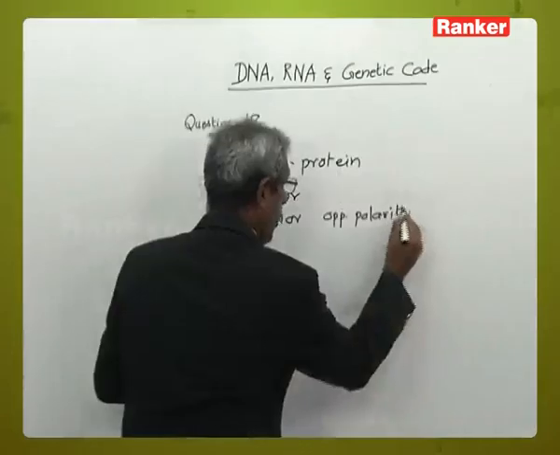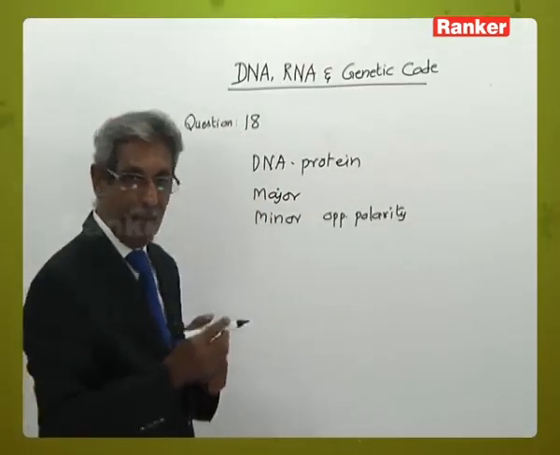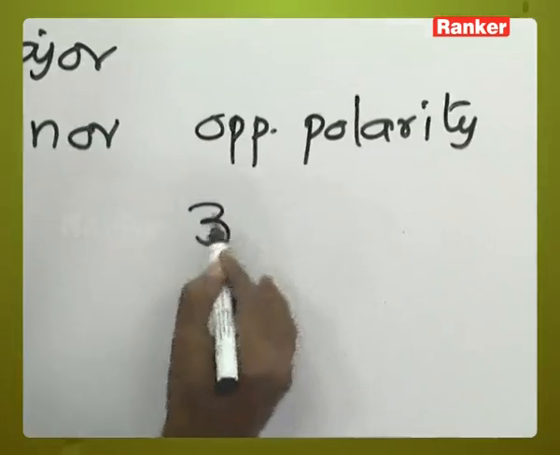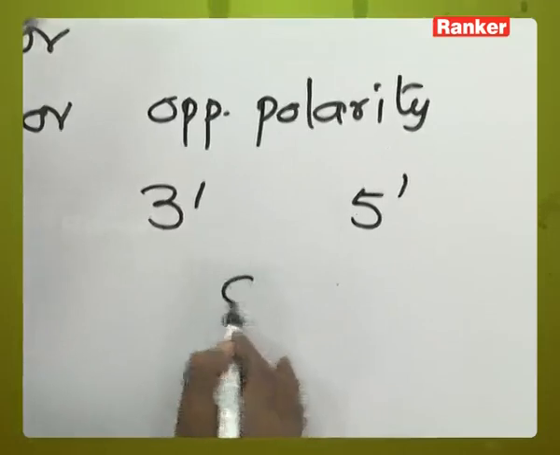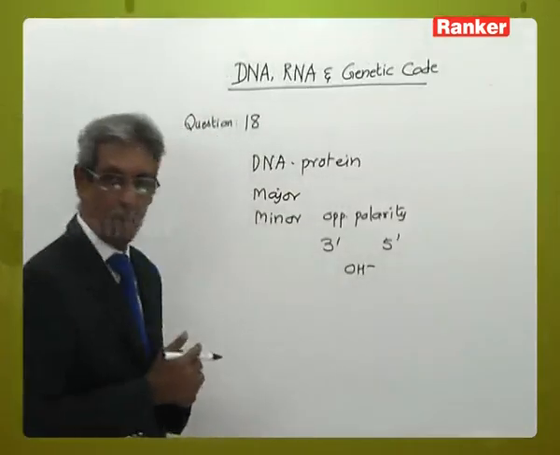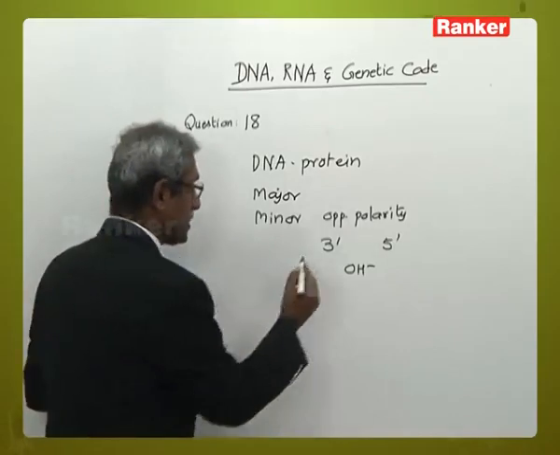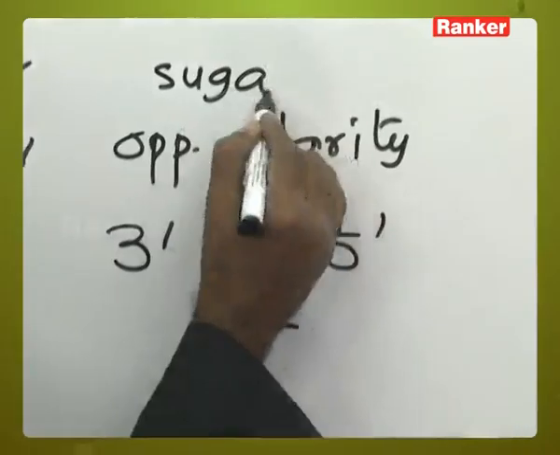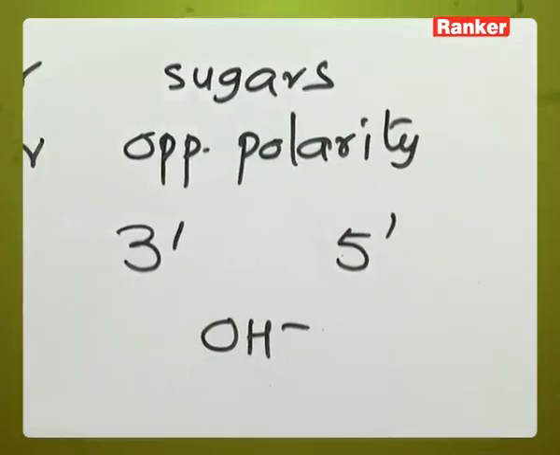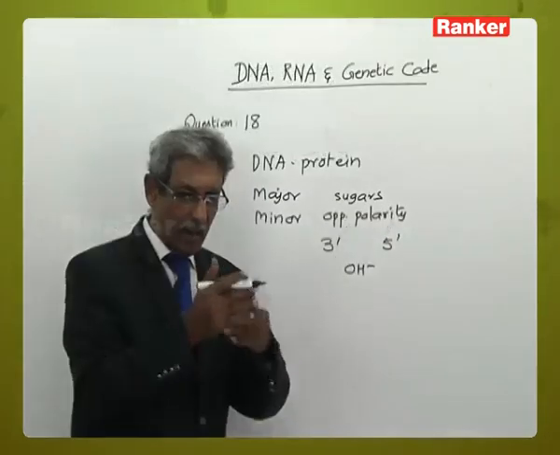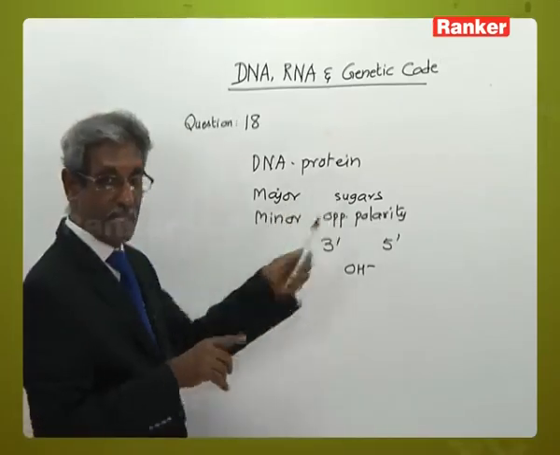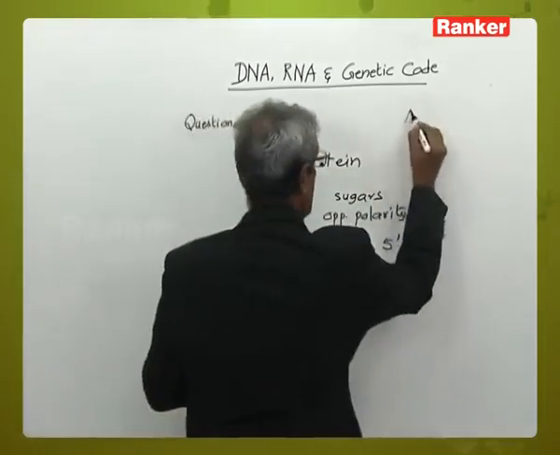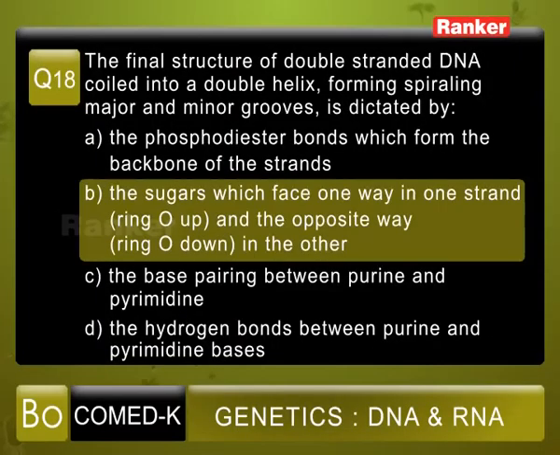It depends upon opposite polarity, whereby we understand there is one strand which has a 3' end and it moves to the 5' end, and there is a free hydroxyl group, OH group. Hence, if the sugars show opposite polarity, it facilitates the diameter to be equal and also facilitates correct hydrogen bonding, and thereby even the DNA protein interactions. Hence, the correct choice is B. B is the correct choice for question number 18.